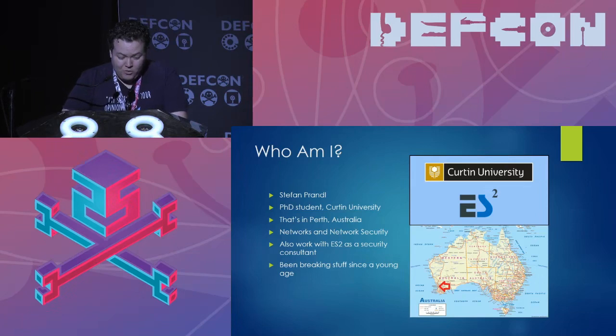Now I'm a network kind of guy. I love my networks and network security. I work in research with Curtin University. That's the first logo, in case you were confused. I also work with a company called ES2, which lets me do my hacking stuff. They're the second logo. They're some great guys. If you're in the Perth region, call them up. They're lots of fun to hang with.